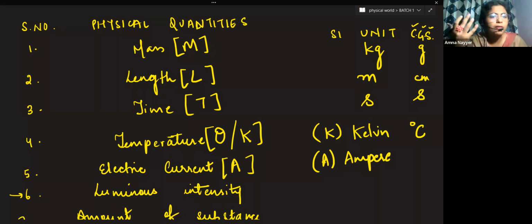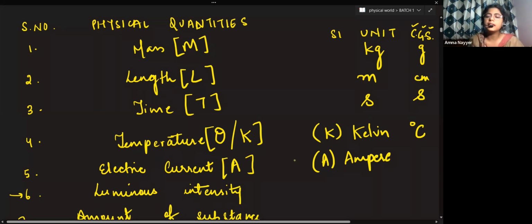Intensity is basically power per unit area per unit time. No need to remember anything from here. No need to even learn the formula of anything. As you reach the end of class 11, half of the formulas you will be remembering, half will be dealt in class 12. So the SI unit of luminous intensity is candela.